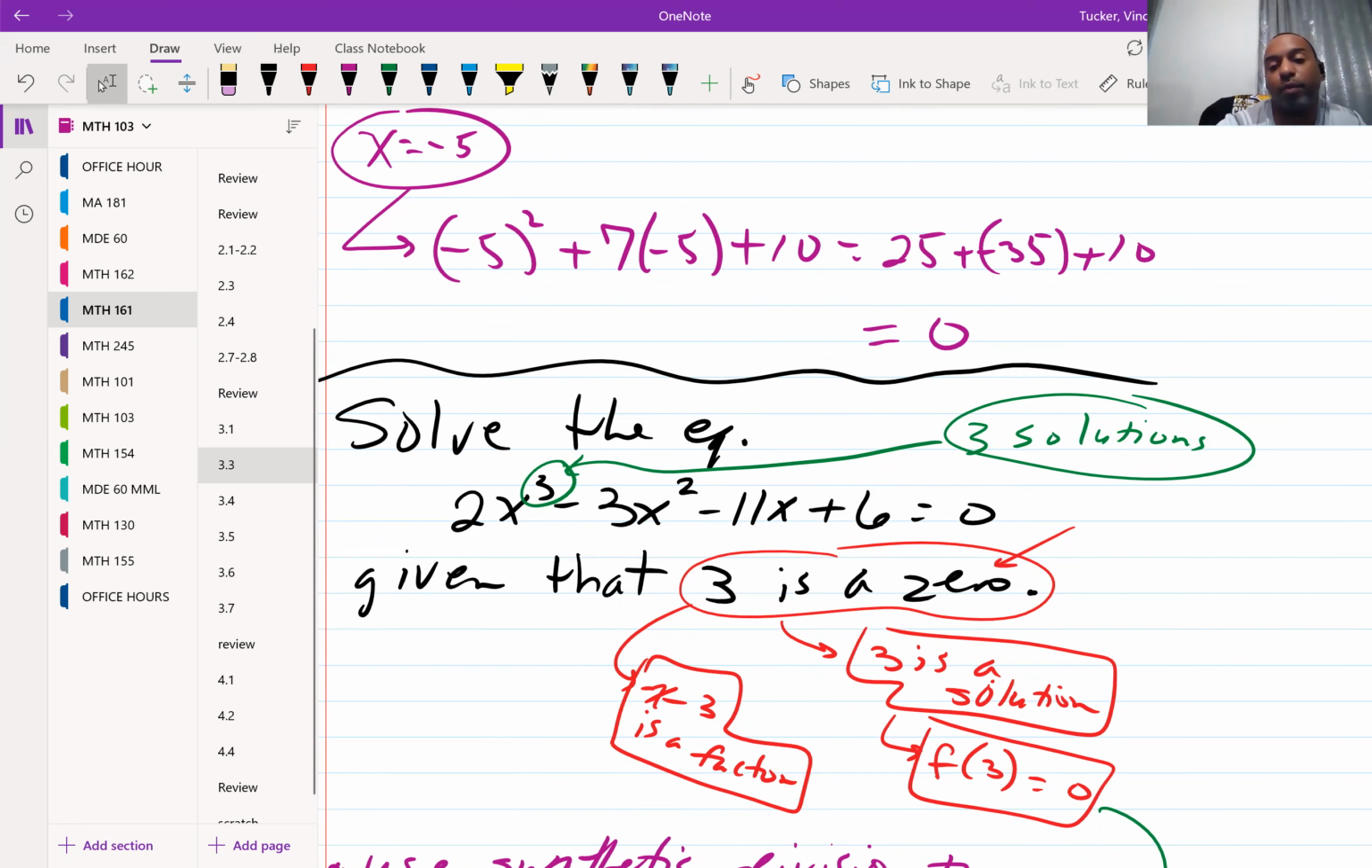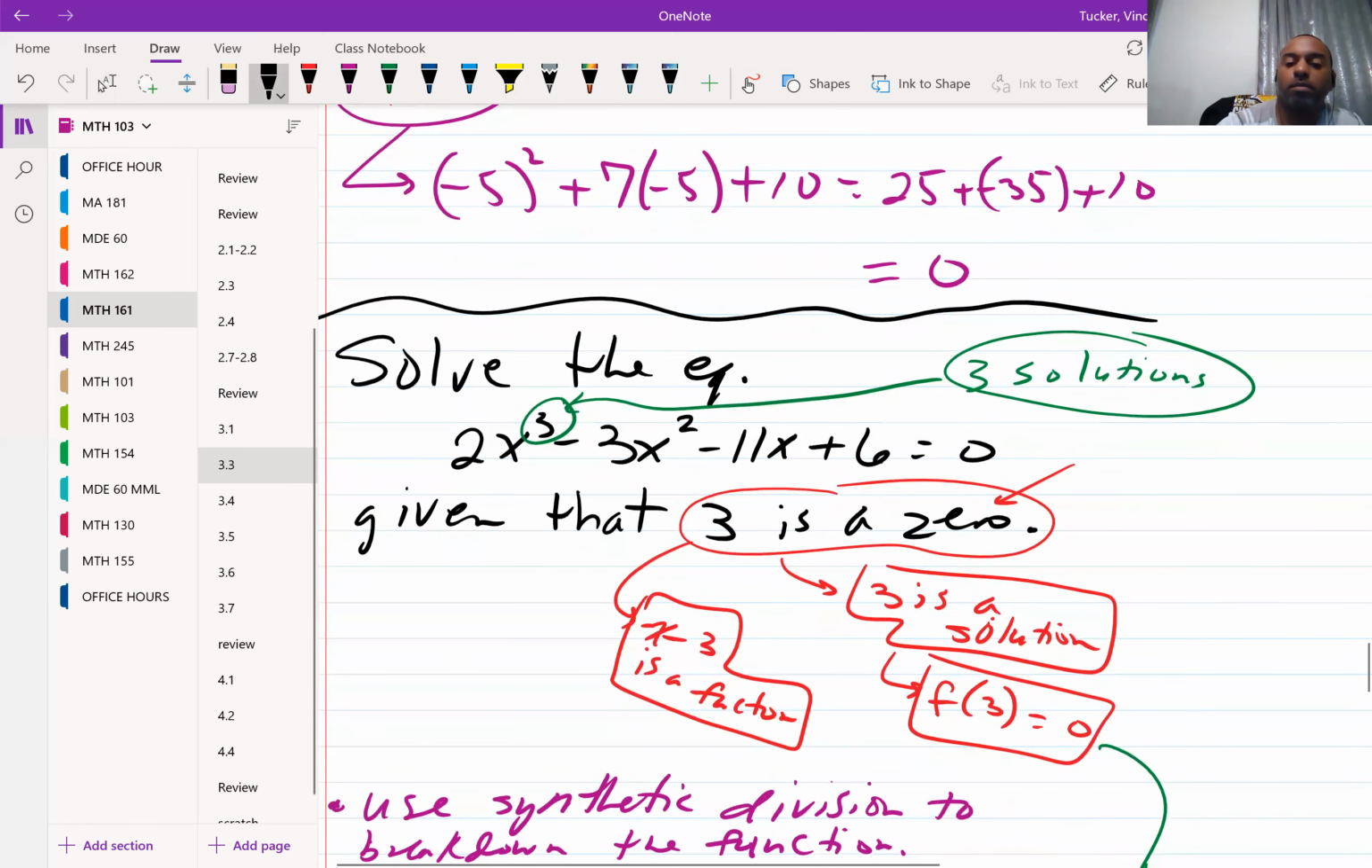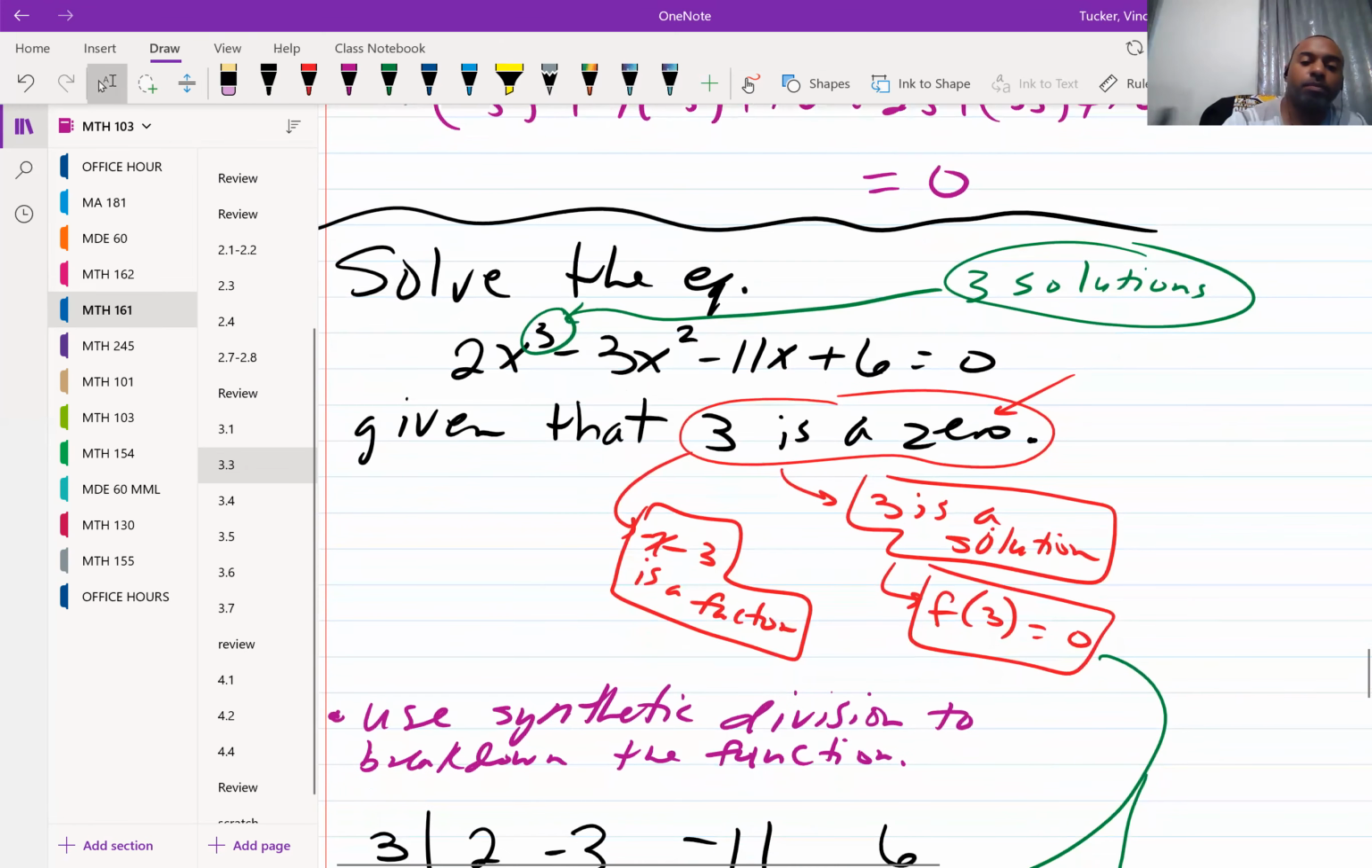Also, the highest exponent is 3. So that means you should get 3 solutions. All right, so in the purple says we're going to use synthetic division to break down the function.